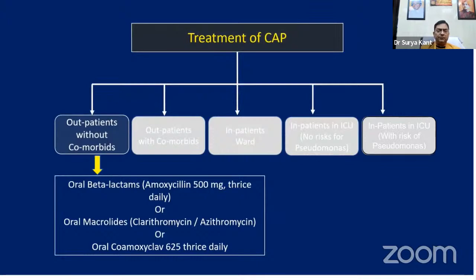Now, treatment of community-acquired pneumonia. If the patient fits into outpatient without comorbid condition, a young, healthy male or an elderly male with no diabetes, no hypertension, no heart disease, no kidney disease, no liver disease, no lung disease, then this patient is suitable for outpatient treatment. You start an oral beta-lactam, amoxicillin 500 milligram three times daily, or oral macrolides, clarithromycin or azithromycin, or oral co-amoxiclav 625 thrice daily. If the patient has a history of amoxicillin-induced diarrhea, you can start oral macrolides. Otherwise, you can start amoxicillin or amoxicillin-clavulanic acid. So that is the first and basic situation.